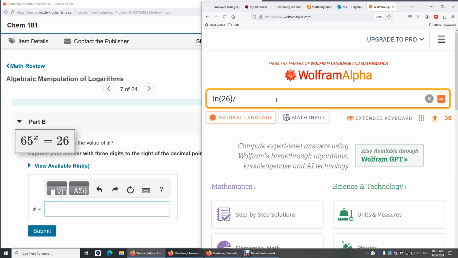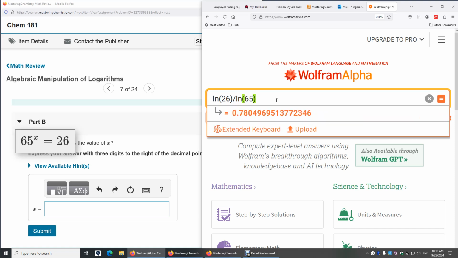Wolfram Alpha is very convenient when we tackle the homework problems, but it's also important for you to be able to use your own calculator to do this kind of calculation. So this is what we get. It's going to be 0.78. It's indeed less than 1, greater than 0, but I think it requires 3 digits to the right of the decimal point. So we're going to put 0.780. We round it down here.